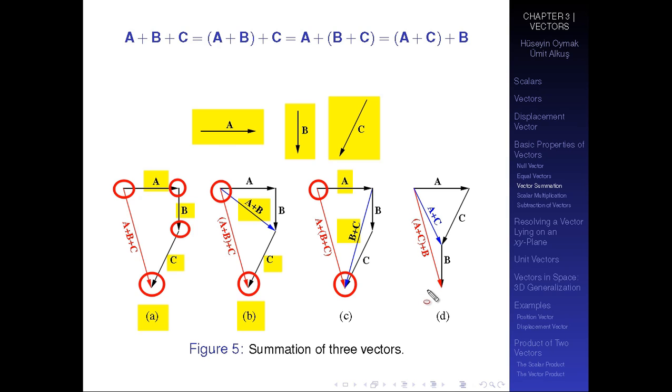In the last summation shown in figure D, we group A and C to obtain the sum A plus C, and later we sum B to A plus C. The resultant vector has its tail at the tail of A plus C and head at the head of B. Briefly, the resultant vector is the same for all cases.